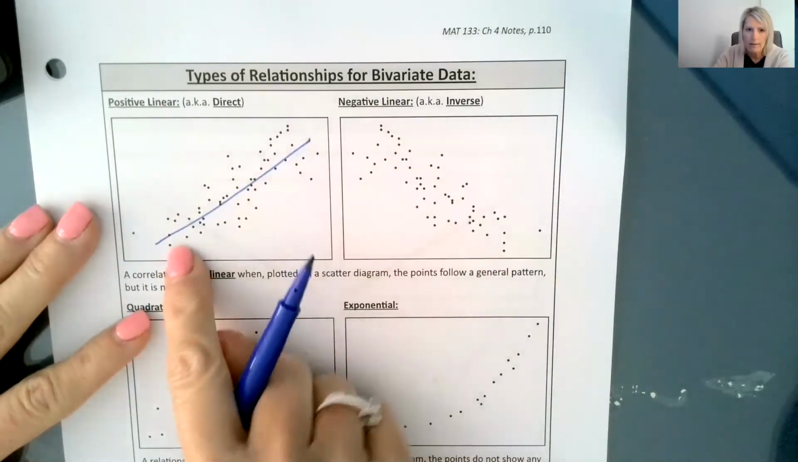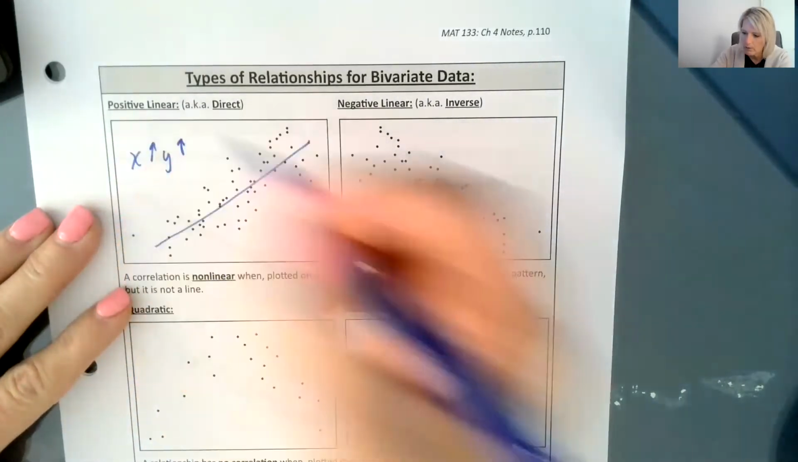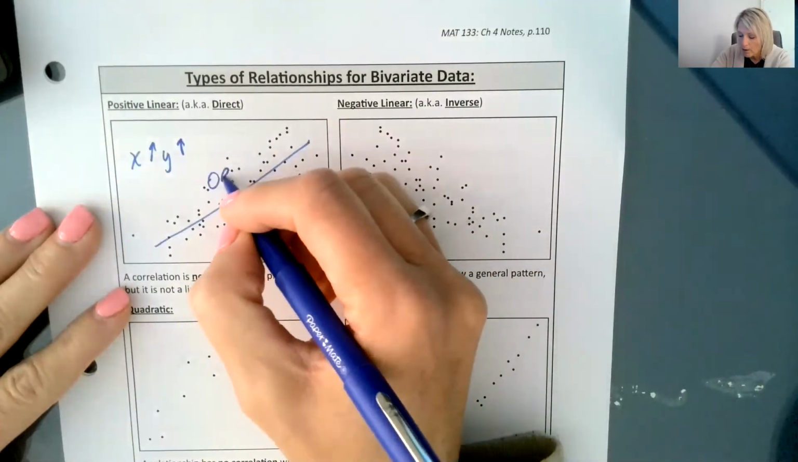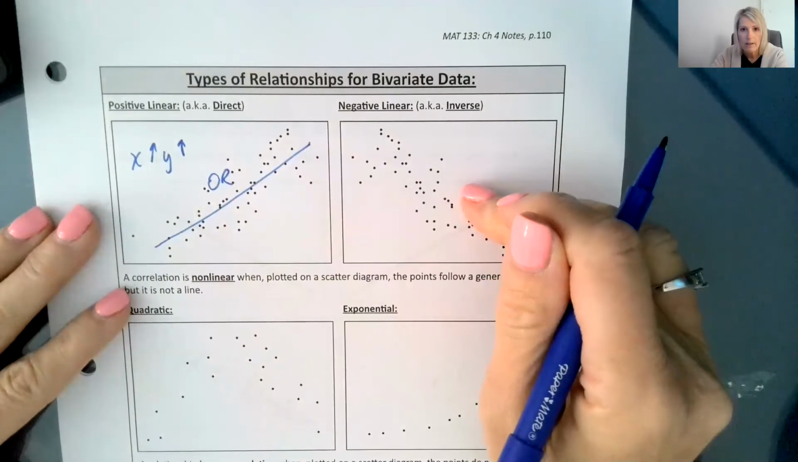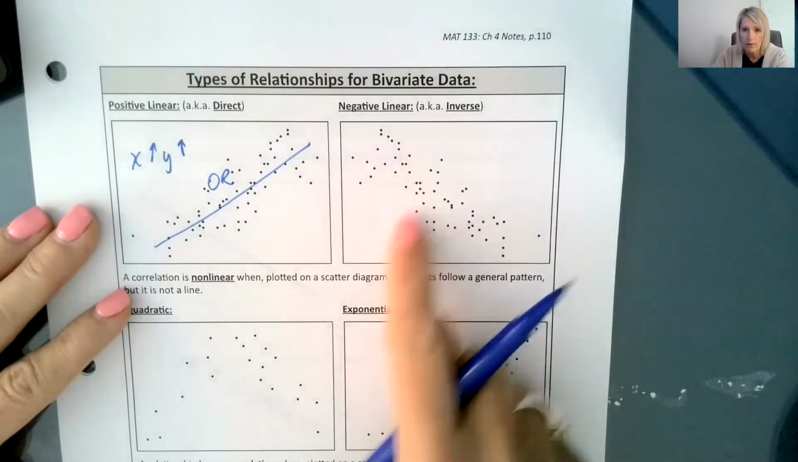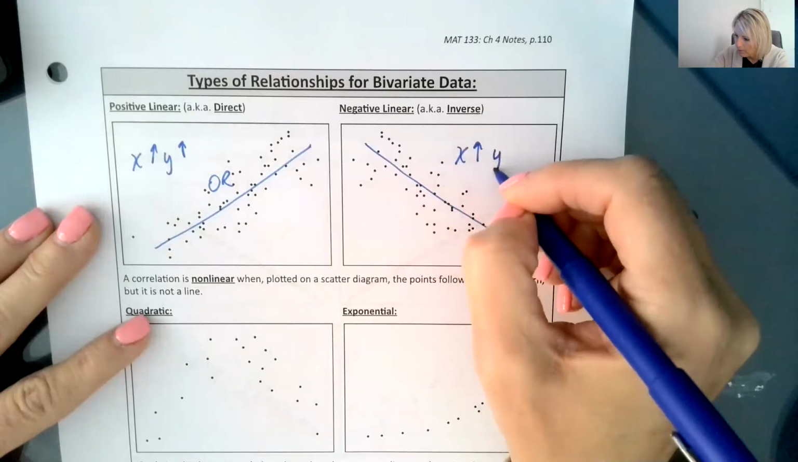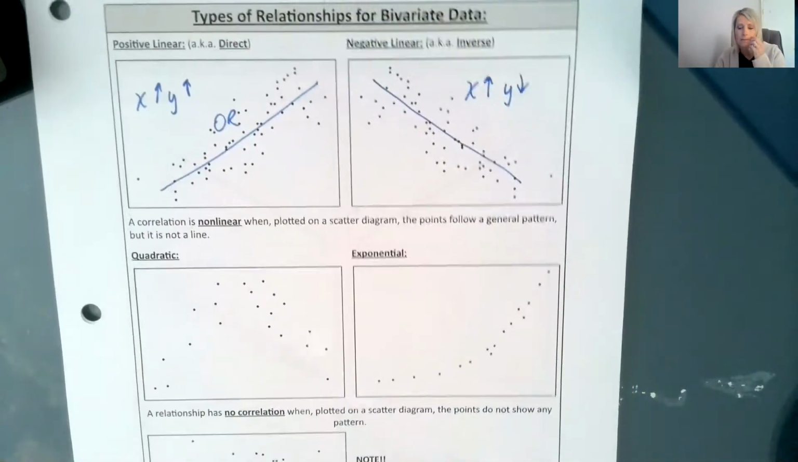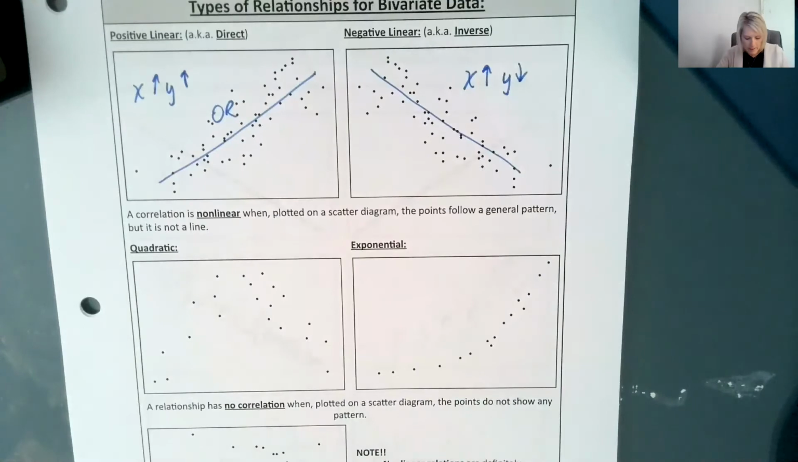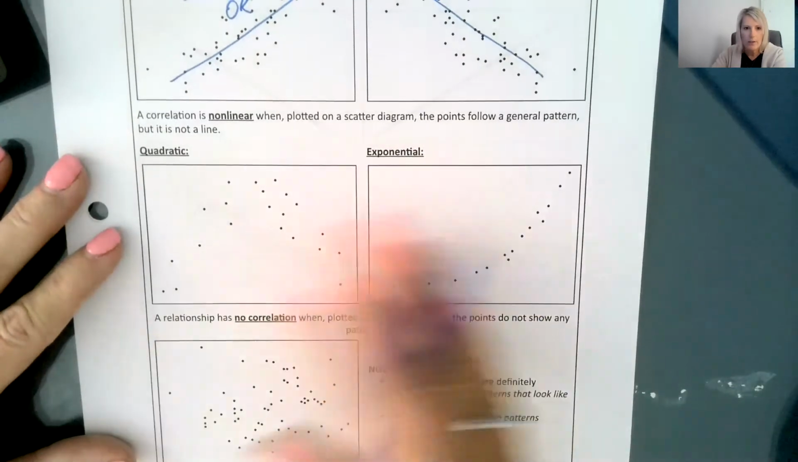Okay, so as your x variable goes up, the y variable also goes up. Or it might be this negative relationship, which is also called an inverse relationship. As the x variable goes up, the y variable goes down. Okay. So we're only going to focus on linear relationships in our class this semester. If you take a normal algebra class, they're going to focus on other ones, which you might have already seen.